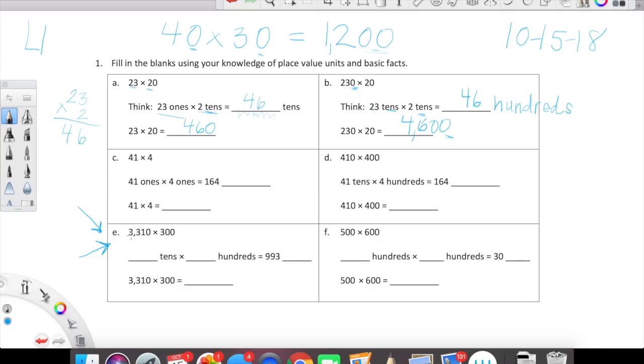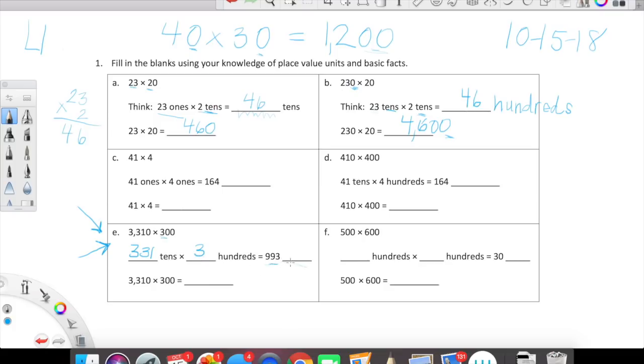Okay, so let's look at E here, you guys. We have 3,310 times 300. First line, we're going to rewrite this expression in unit form. So 3,310 is 331 tens. And then we have 300. This is actually really nice because they've done this part for us. Eureka has provided us with the product of 331 times 3. That's 993.